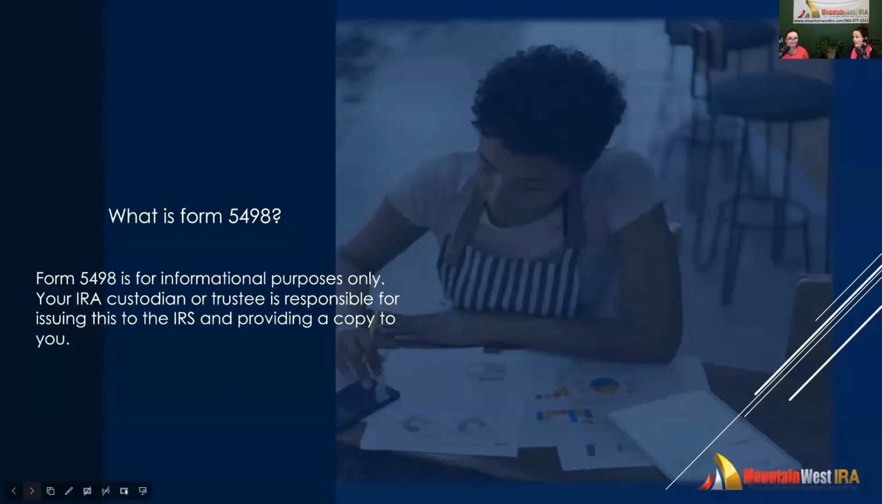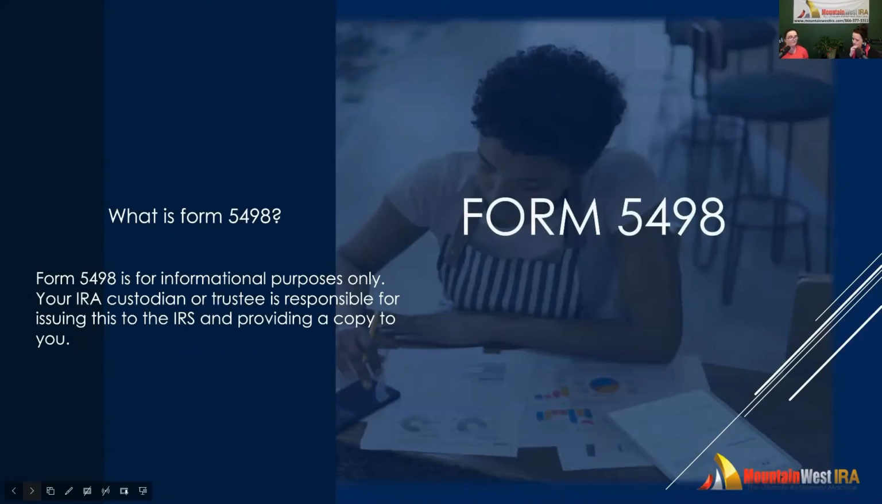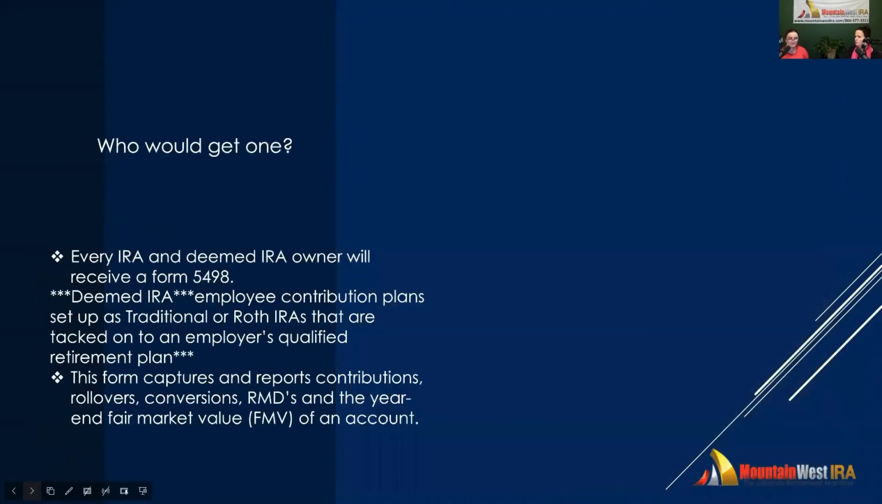Well, with that, we have another form, which is a form 5498. Can you go over what that is? Form 5498 is really an informational only return. The IRA custodian or trustee is responsible for issuing this both to the IRS and providing a copy to you. And then, who would get one of those? Every IRA and deemed IRA owner will receive a 5498. A deemed IRA would be an employee contribution plan set up as a traditional or Roth IRA that is tacked on to an employer's qualified retirement plan. They're not 401ks, but they're still part of the plan. Okay.